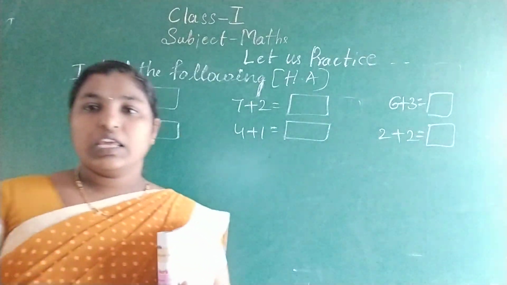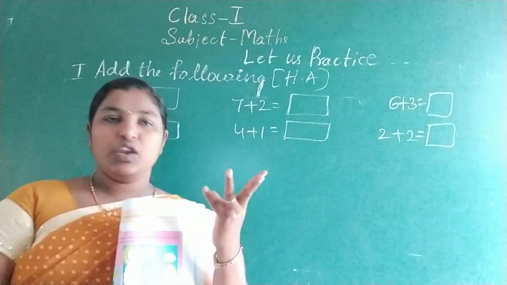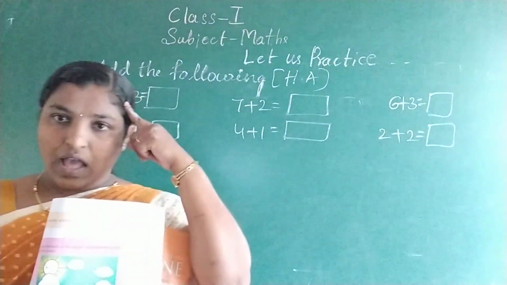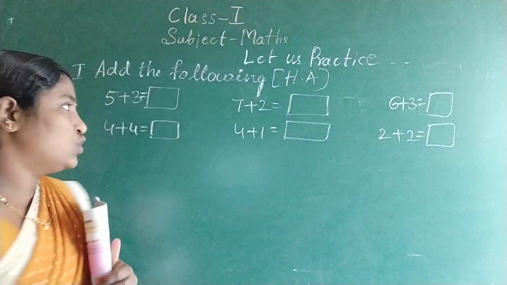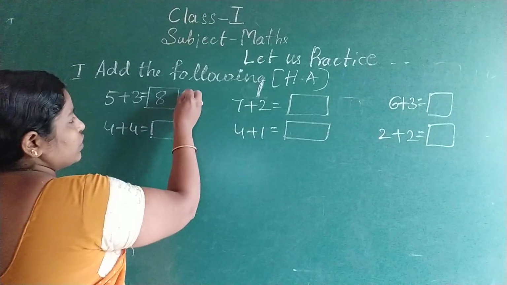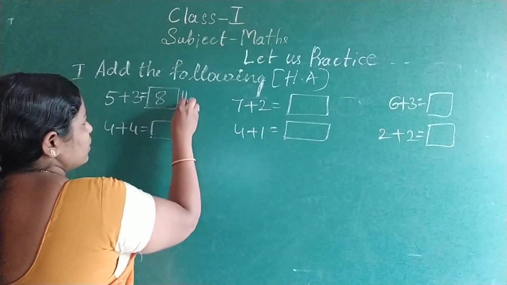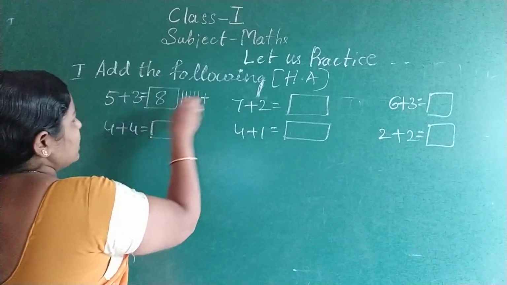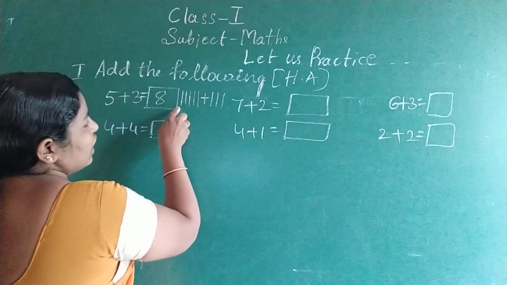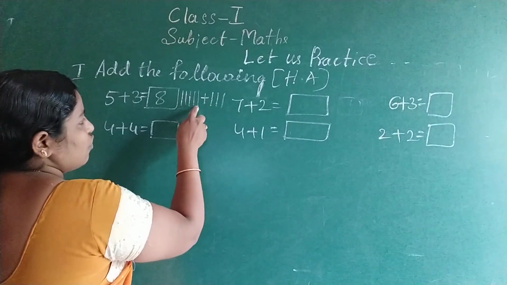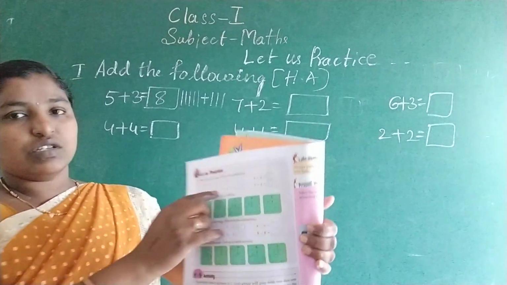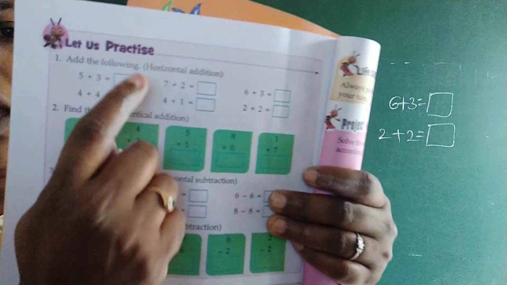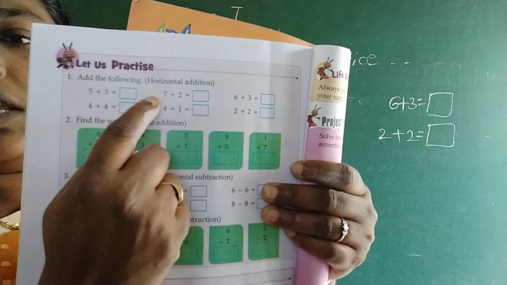First method is, keep the big number in your mind, small number in your hand. 5 plus 3: 5, 6, 7, 8. So the answer is 8. Or else you can draw the lines, first 5 lines, 1, 2, 3, 4, 5, plus again 3 lines, 1, 2, 3. Count all the lines, 1, 2, 3, 4, 5, 6, 7, 8. You can draw the lines here only, after this question. See, this is the question. Here there is some place. Here you can draw the lines.